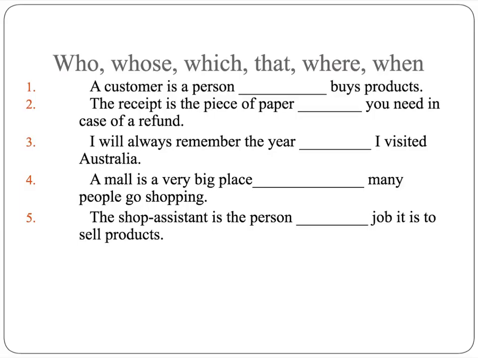Now notice that these 5 sentences are incomplete, okay? Now I'm going to write the appropriate pronoun in each of them. A customer is a person who buys products. Okay, so we are using the pronoun who. The receipt is the piece of paper which you need in case of a refund.